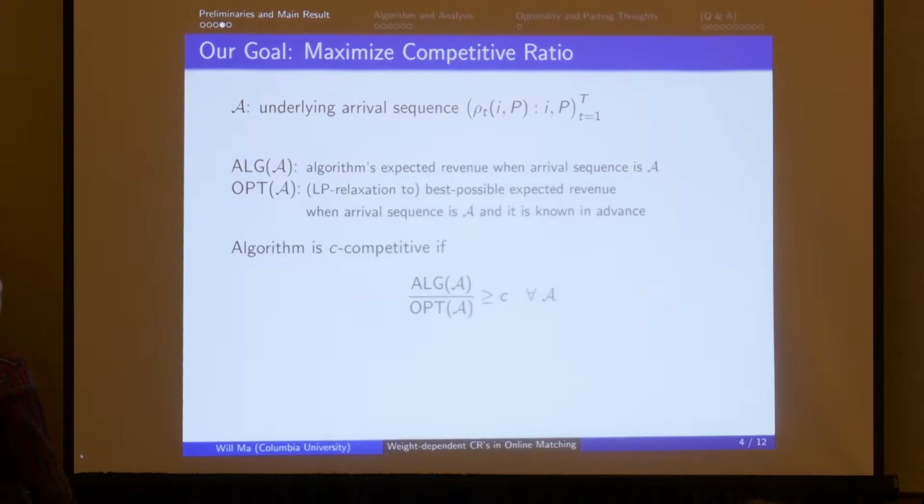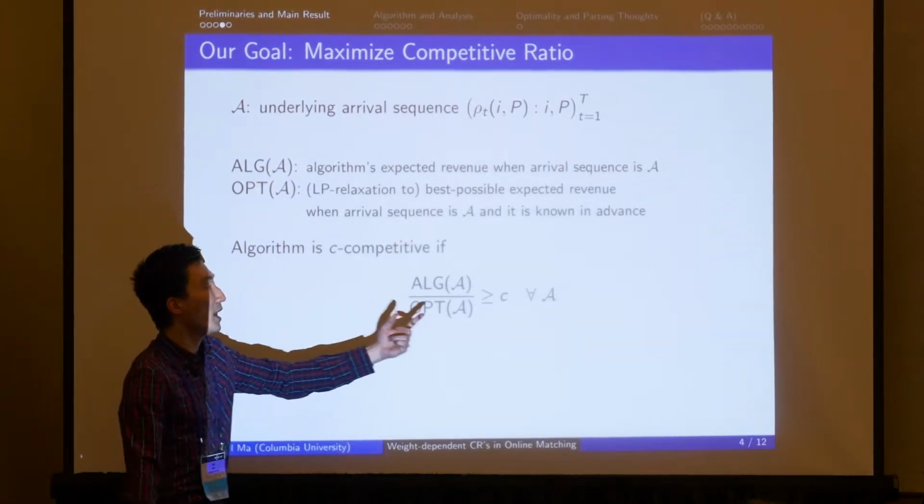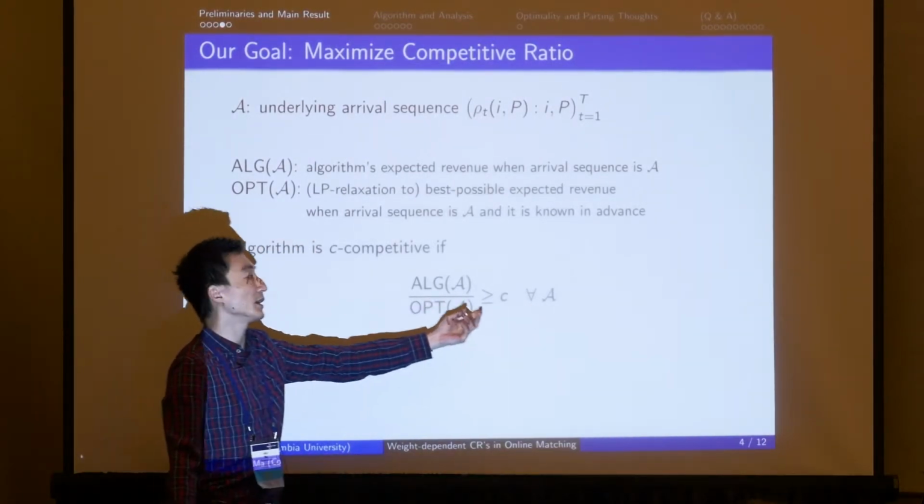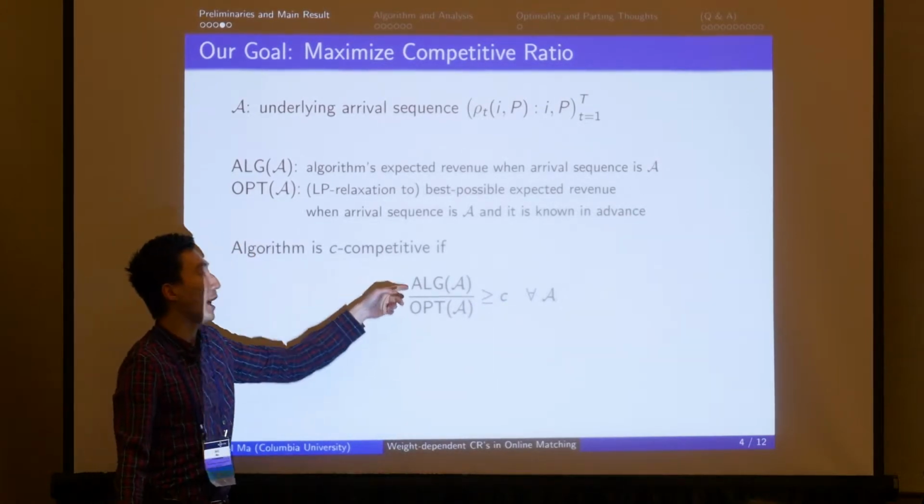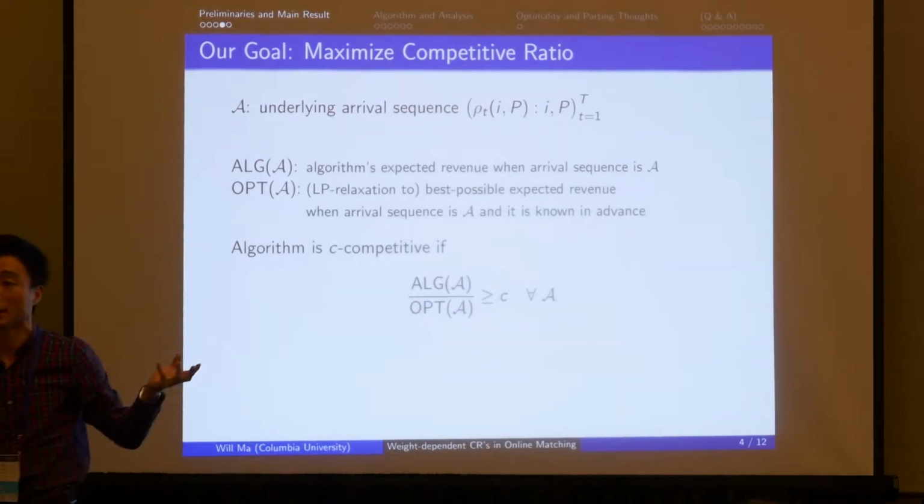And an algorithm is said to be C-competitive if for every possible arrival sequence, I get this uniform guarantee where ALG divided by OPT is at least C.